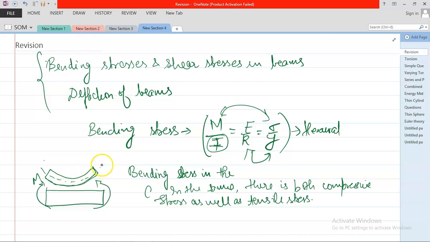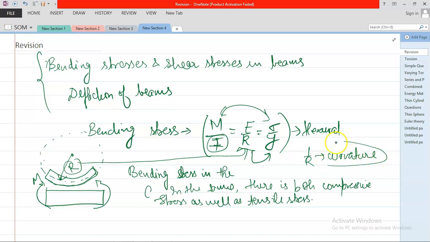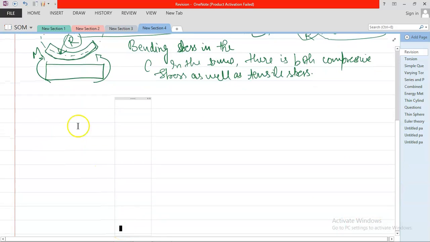Now here I will term something. Suppose this is your circle, and if you take R from the neutral axis, this is the value of R, and here 1 by R is called the curvature. So sometimes in the exam they can directly ask you to find the curvature. So you need to find 1 by R.